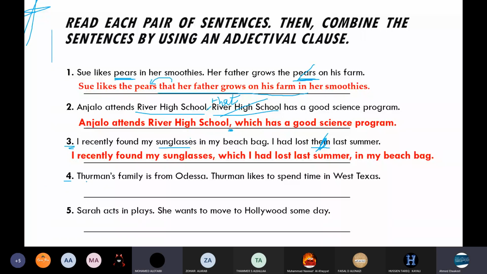Okay. Thurman's family is from Odessa. Thurman likes to spend time in West Texas. This is a little bit tricky. So start with the first sentence and the second one, and include information from the second one into the first one. Thurman's family is from Odessa. Then we have a comma.